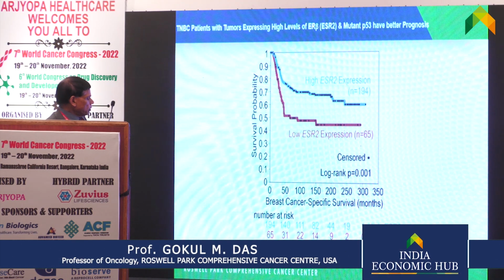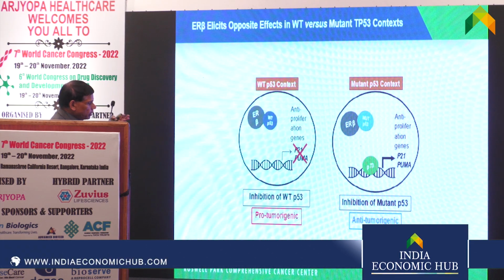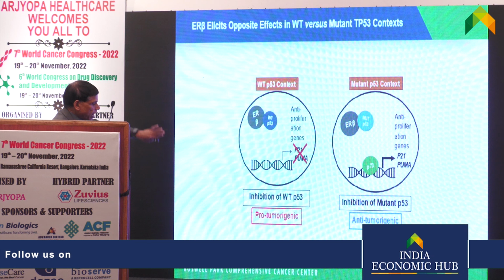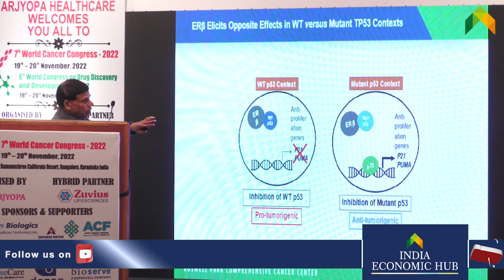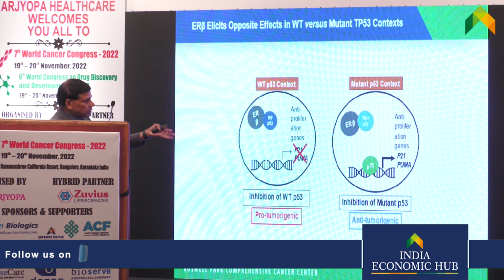And what we have shown in cell culture model system and in animal models, based on a whole array of experiments, this is what we know. When in the P53 wild type context, estrogen receptor binds wild type P53, inactivates it, therefore it is pro-tumorigenic. However, if P53 is mutant, what happens is that estrogen receptor beta sequesters oncogenic mutant P53 away from the tumor suppressor P73, thereby activating anti-proliferation pathway. So in that context, estrogen receptor beta is anti-tumorigenic.